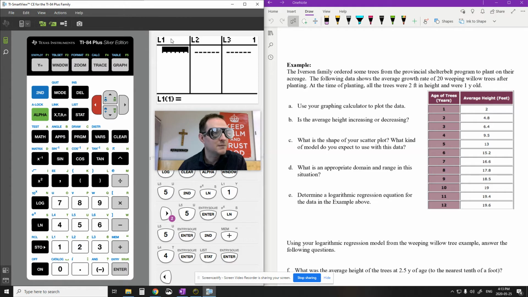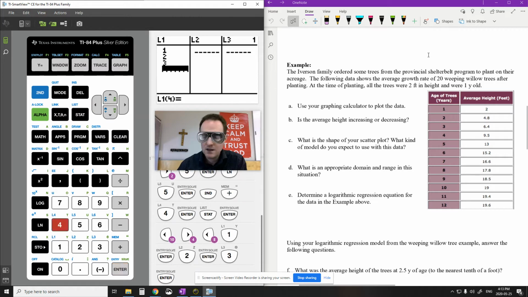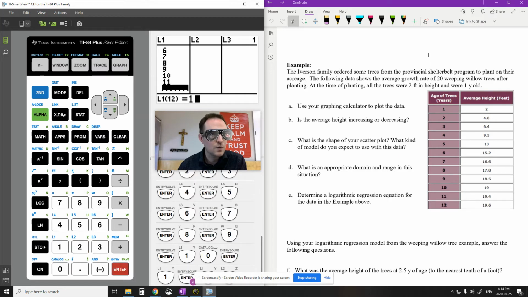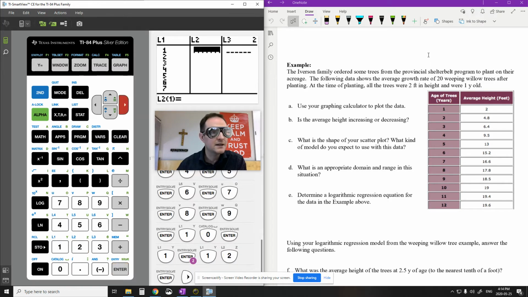Now these are all messed up, like L1, L2 are not here. Try scrolling over to this side because maybe you see this instead. You want to make sure you enter your data into L1, L2. Okay, so I'm going to plot 1, 2, 3, 4, 5, 6, 7, 8, 9, 10, 11, 12. Okay, 12 years of data here.